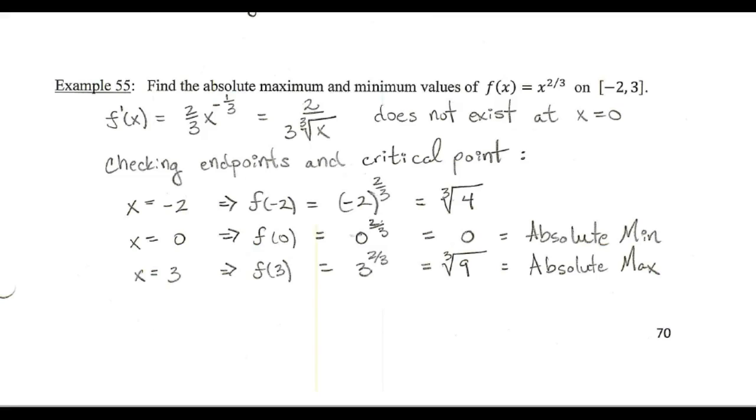So then the next thing I do is I go ahead and I check the endpoints and the critical point. At x equals minus 2, the function value is the cube root of 4. At x equals 0, the function value is 0, and at x equals 3, the function value is the cube root of 9. So the cube root of 9 is the largest value. That's our absolute maximum that occurs at x equals 3. The smallest value I see at those 3 points is 0. The absolute minimum then is 0, which occurs at x equals 0.